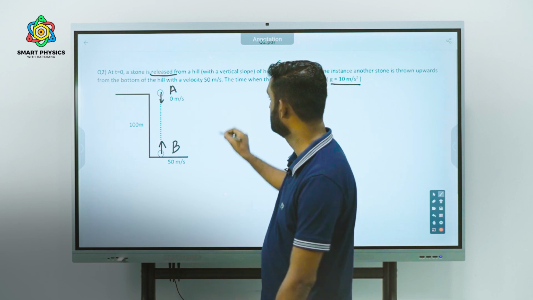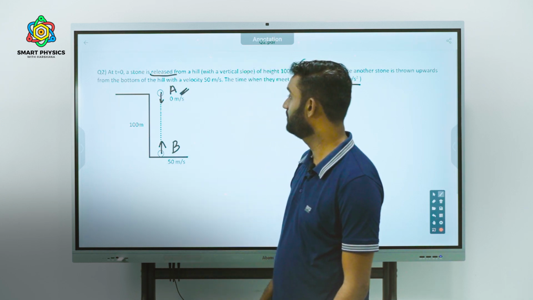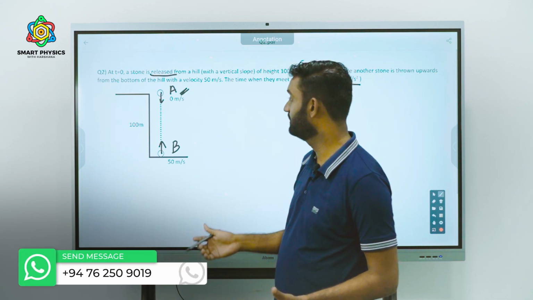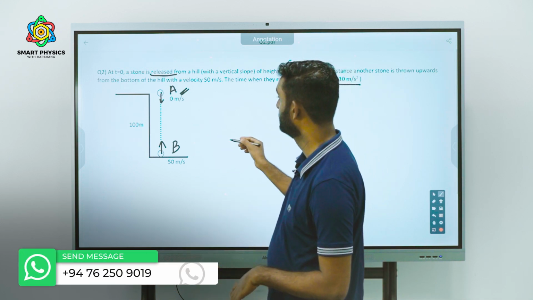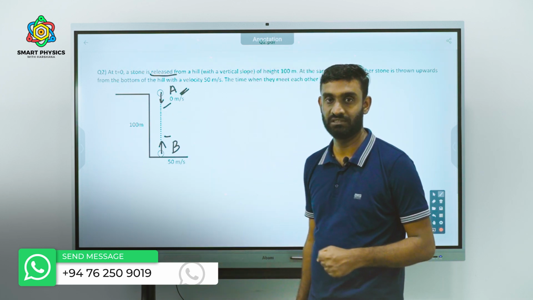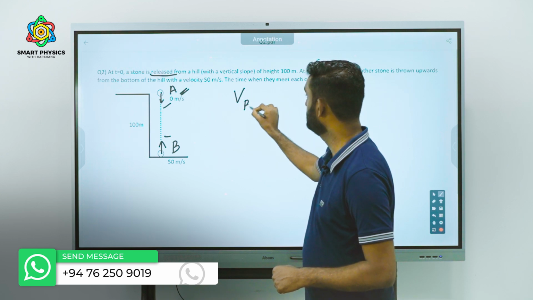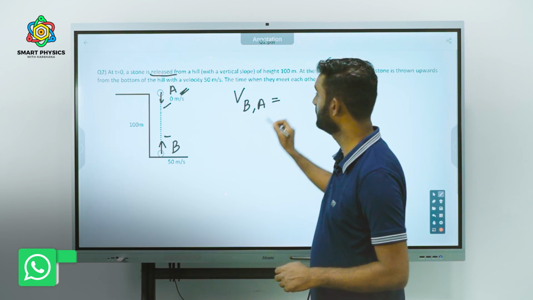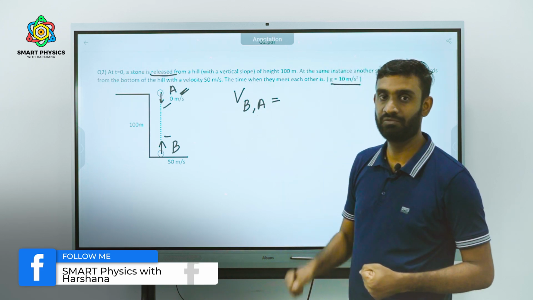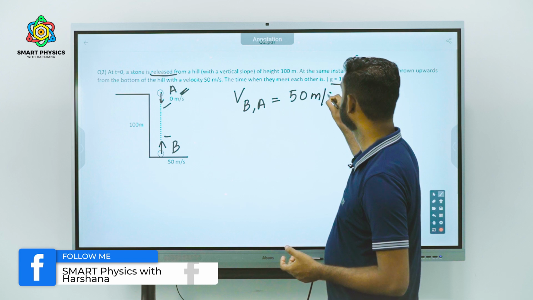For this motion, I am considering relative to A. First, I'm going to find the relative velocity. The objects are moving opposite to each other. Then relative velocity V, B to A, if you want to take that, you have to add, because they are in opposite directions. We add. Then it is 50 meters per second.